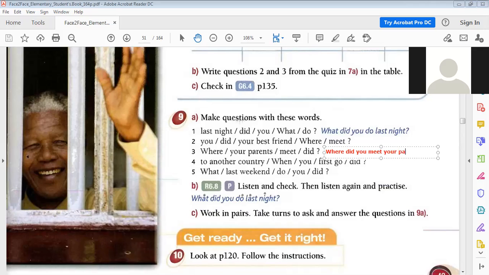your parents? That's correct. Where did your parents? Yes. Sorry. So, it's a stupid question, this one. Where did you meet your parents? At home, of course. Okay. Yes. Where did your parents meet? Where did your parents meet?